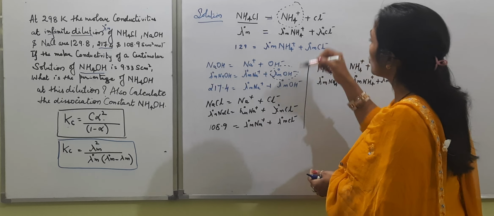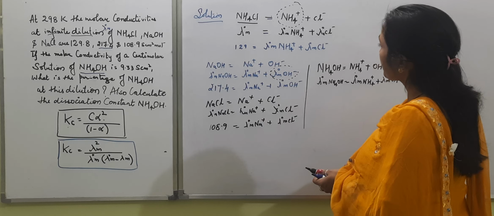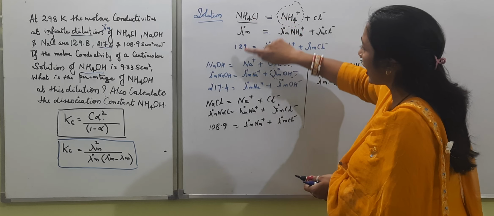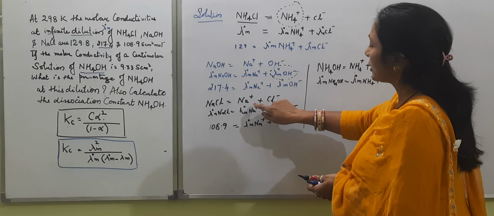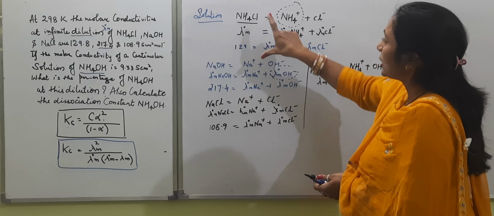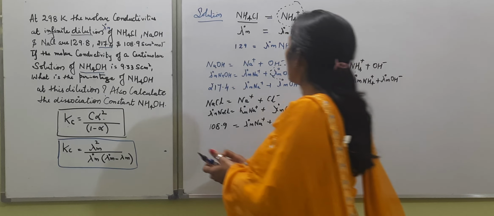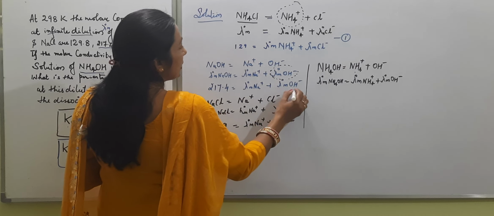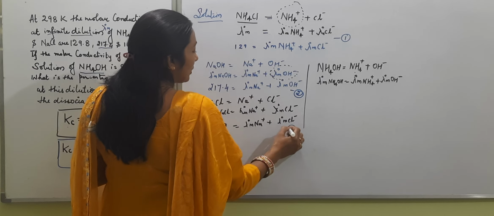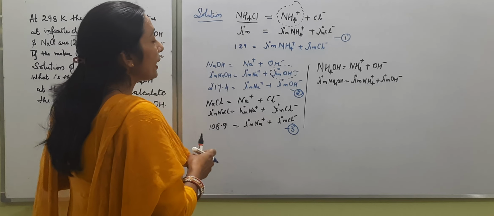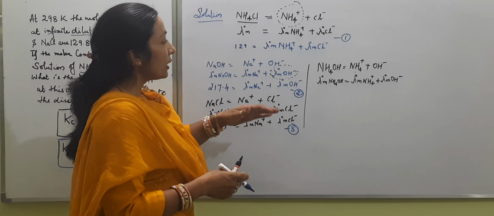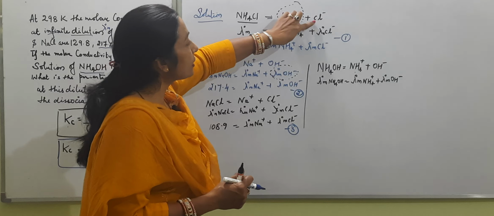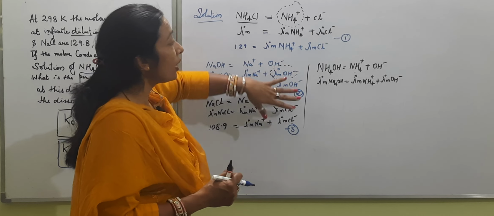In order to take these two ions, what I have to do? I can add these two electrolytes, and then I have to subtract this electrolyte from the sum of these two. So, in order to find out this value, इसे हम equation 1 मान लेते हैं. This is equation 2 and this is equation 3. In order to get, as Kohlrausch's law is saying, that the different ions, the cation and anion, can be the same.